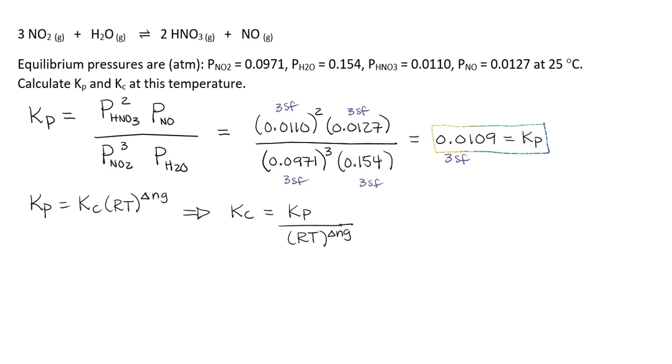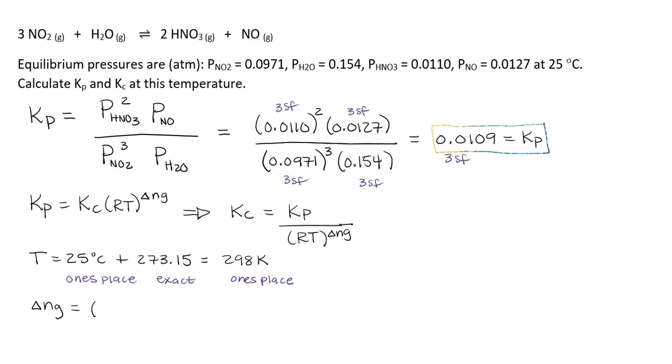So just like the last example, I need to calculate my temperature in Kelvin and my delta Ng. My temperature is 25 degrees Celsius plus 273.15, rounded to the ones place, will give me 298 Kelvin. For delta Ng, for my product gases, I have 2 plus 1, minus my reactant gases, which are 3 plus 1. 3 minus 4 equals -1.